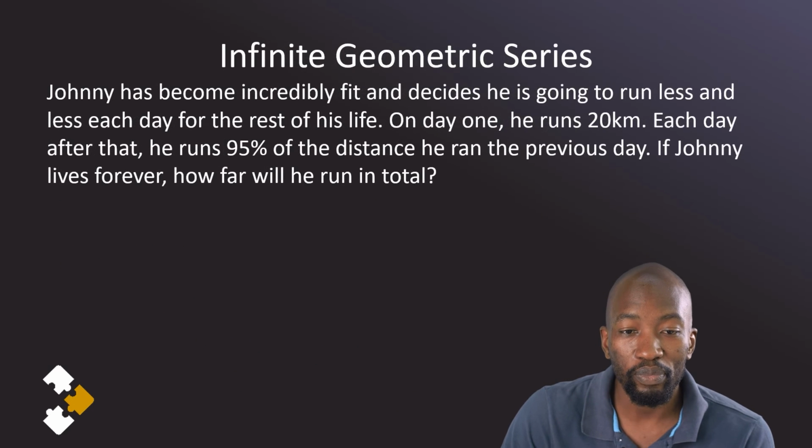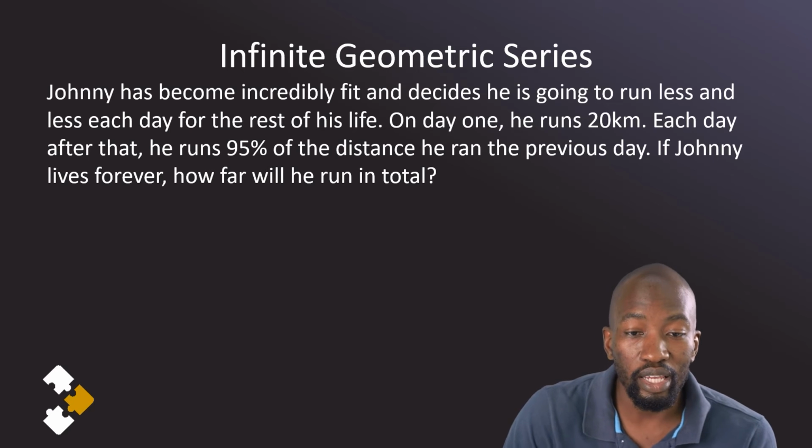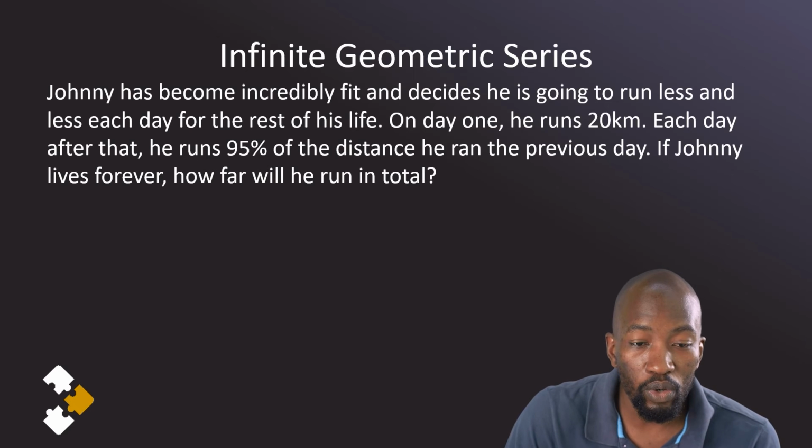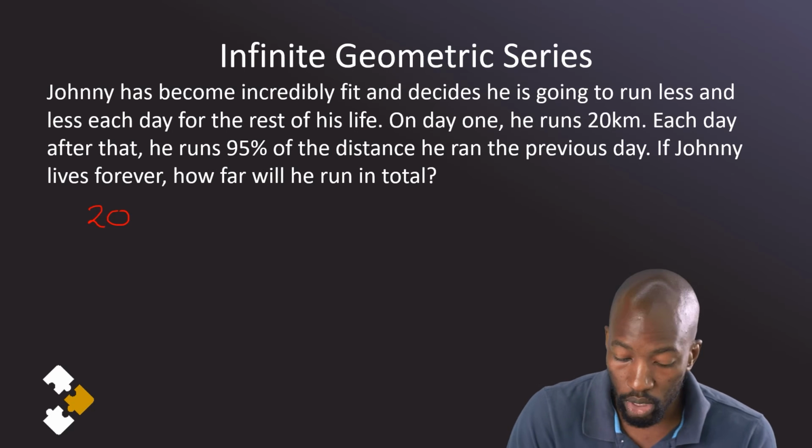Now let's carry on. Let's look at the infinite geometric series. Johnny has become incredibly fit, and he decides he's going to run less and less each day for the rest of his life. On day 1, he runs 20 kilometers. Each day after that, he runs 95% of the distance he ran the previous day. If Johnny lives forever, how far will he run in total? Okay, so we know that on day 1, he ran 20 kilometers. Then on day 2, he's going to run 95% of the 20 kilometers.